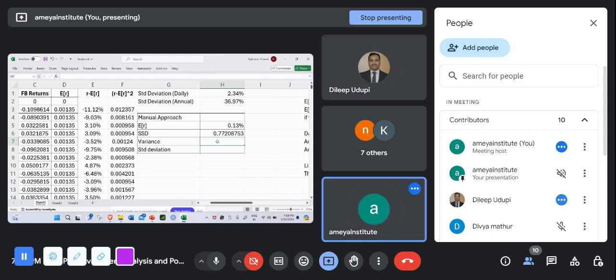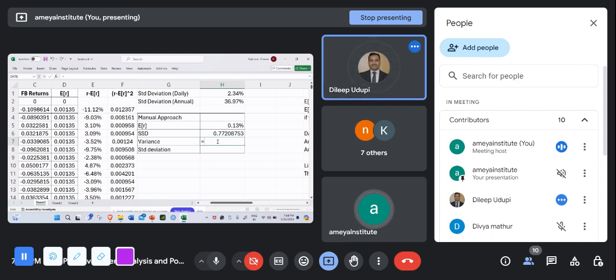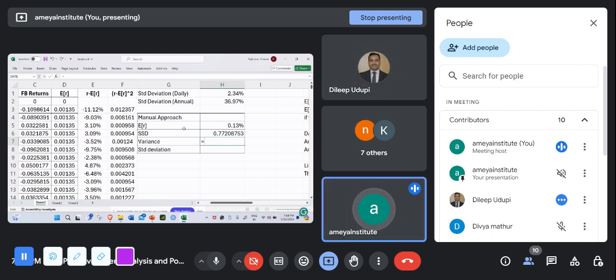Now the sum of square deviation is needed to calculate variance, right? So now what we'll do? We'll take the variance. So how to calculate variance? Let us write down the formula. Is equal to, what is variance here? Sum of square deviation, this value, divided by N minus 1. N minus 1, as we discussed in the theory formula. So how do we calculate N minus 1? Can we apply the count function here? Count of, what we'll take now? We'll take the values of your returns.